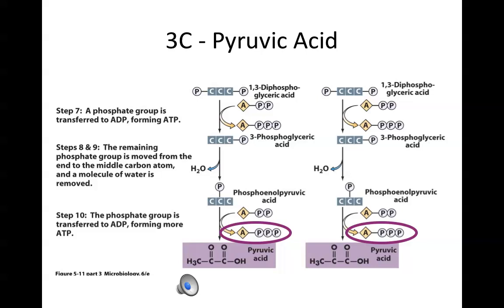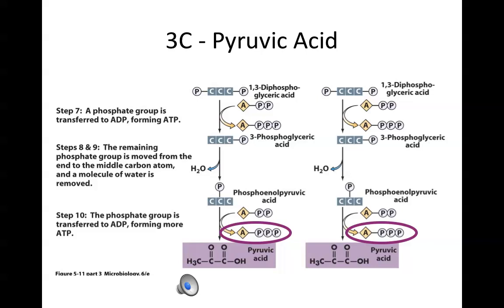The next step, we're going to move the phosphate group to the middle of the 3-carbon molecule and rearrange the grouping. Also, we're going to remove a molecule of water, or dehydrate, and create 2 molecules of phosphoenolpyruvate. Now, phosphoenolpyruvate still has a phosphate group attached to it. We have to remove that. We're going to remove the phosphate group from the phosphoenolpyruvate, and that leaves us with 2 pyruvic acid molecules.